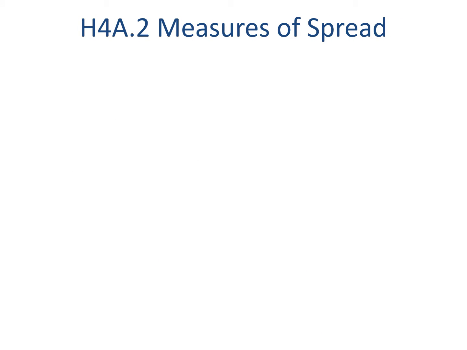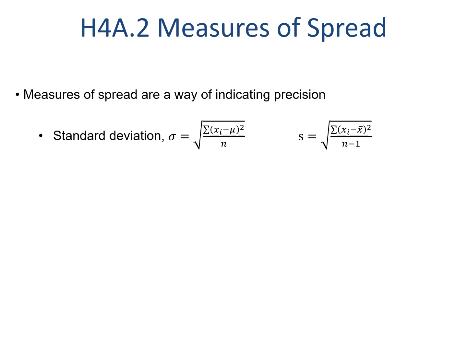We also need to indicate the precision of our data, which we do with measures of spread. I've already told you that the standard deviation is often our standard metric of precision. Standard deviation is calculated two ways, depending on if you're measuring an entire population or if you're only sampling it. If you're measuring the entire population, we use the sigma calculation, which is on the left. An example would be the census data, which should be at least close to the entire population.